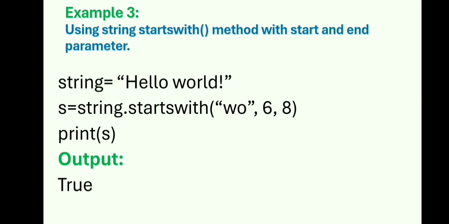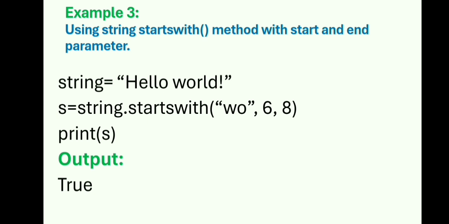In this example, we assign the string value hello world to the variable string. In the following statement, we apply the string startswith method to this string by passing three arguments, the substring wo, the start index value of 6 and the end index value of 8, and store the result in a variable s. Then the print statement print s prints the return value of the startswith method.